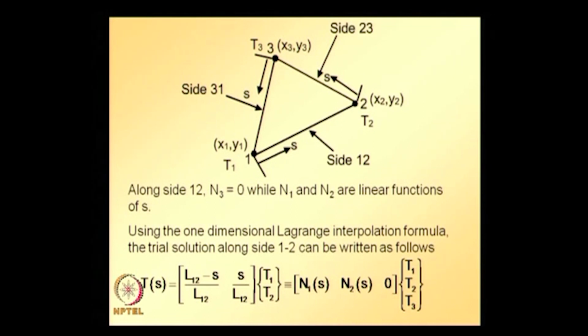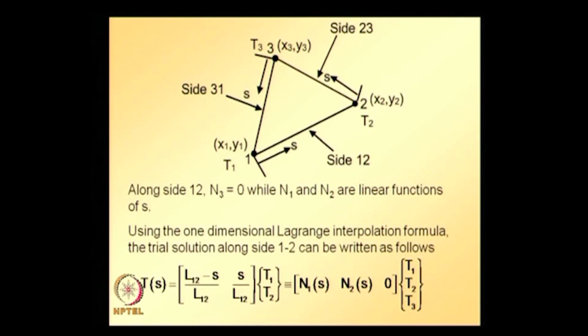Shape function of node 1 along side 1 2 is given by L12 minus s divided by L12, where L12 is length of side 1 2, that is shape function of node 1 along side 1 2. Shape function of node 2 along side 1 2 is given by s divided by length of side 1 2. So, these formulas can easily be obtained using Lagrange interpolation formula.